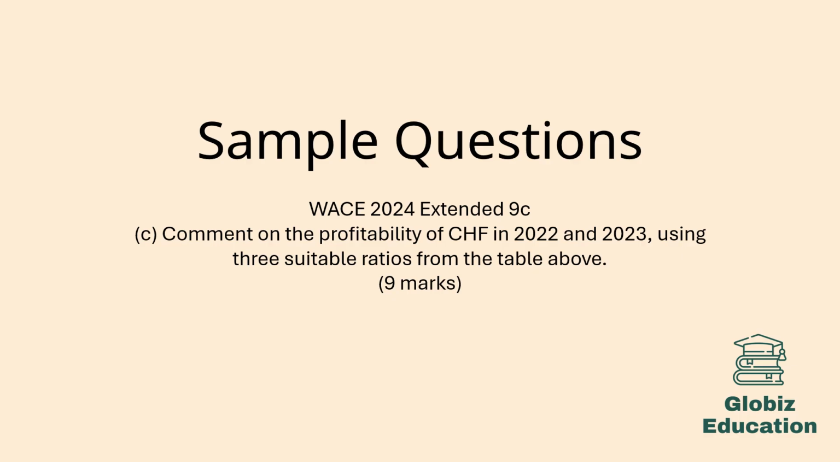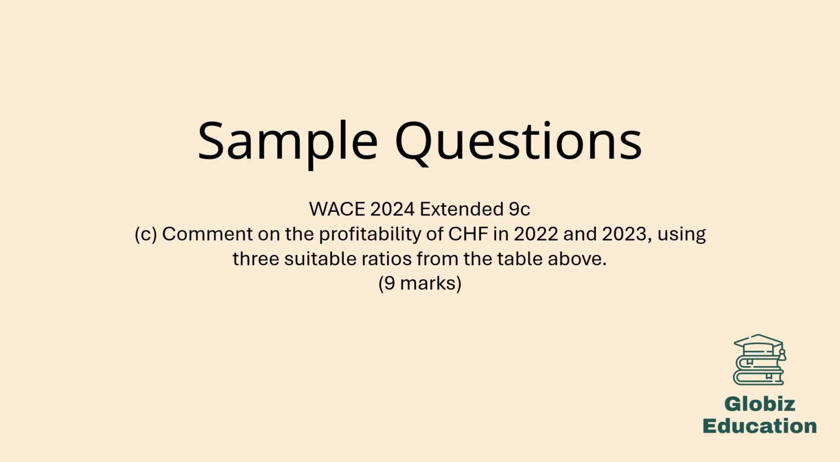Okay, so in the 2024 exam, there was a question 9 in the extended response section, and this was probably, I haven't looked at the examiner's report, but I would have a feeling that this was probably the least popular question, simply because of the presence of a financial ratios question.